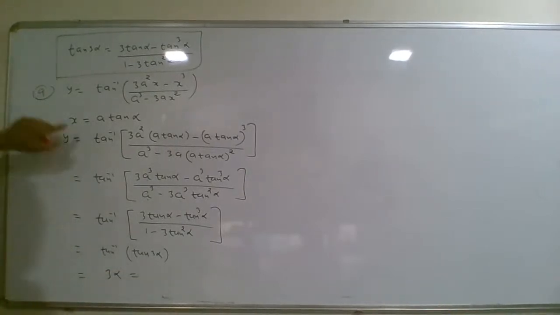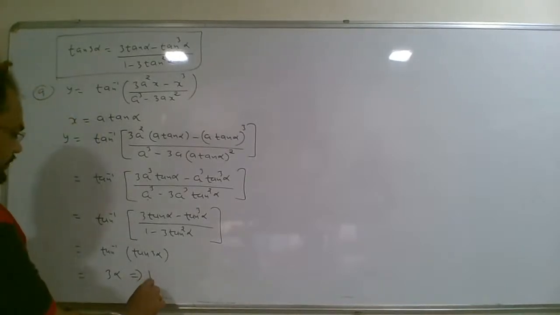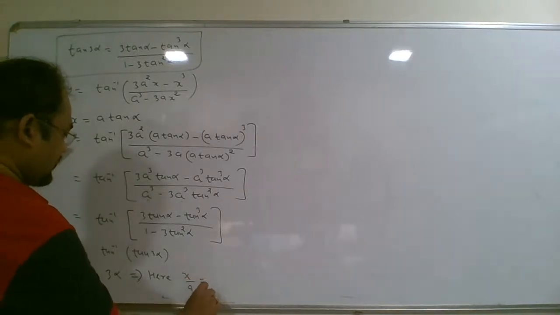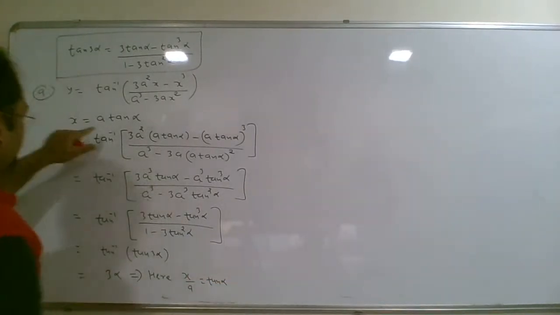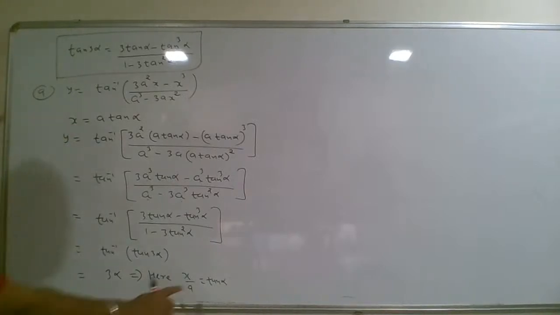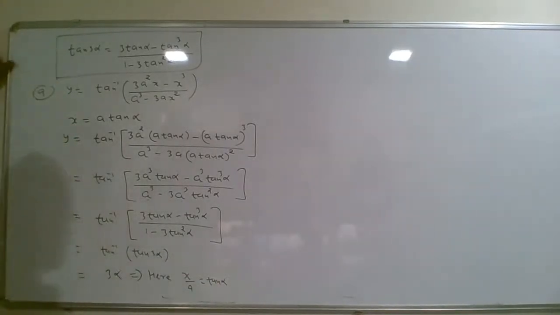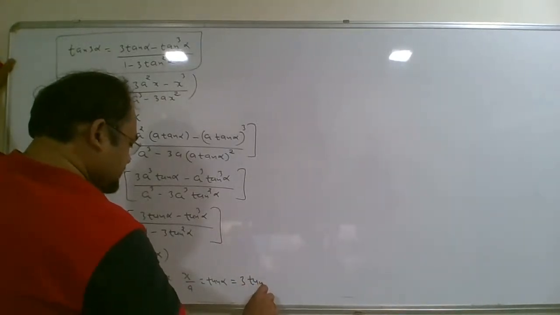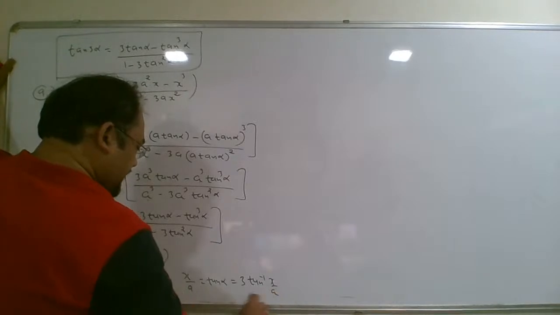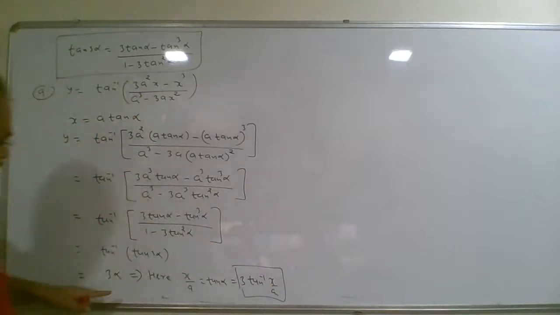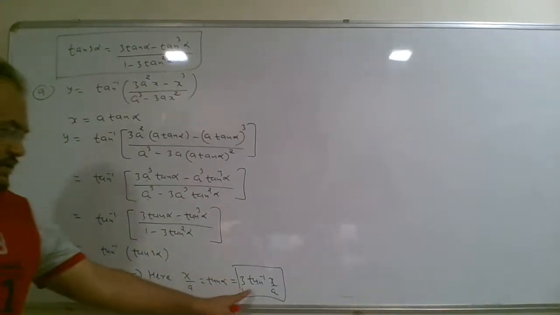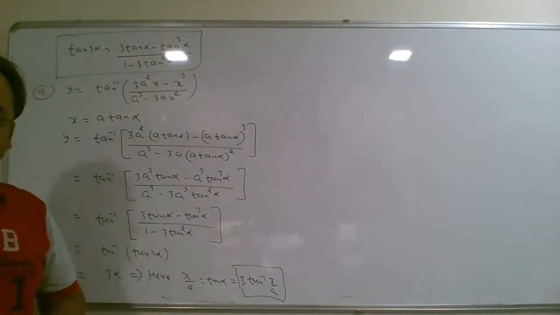And alpha equals what? To find alpha: here x by a equals tan alpha. We have supposed x by a equal tan alpha. So alpha equals tan inverse x by a. So the final answer is 3 times tan inverse x by a. Putting the value of alpha here, it is y, meaning the question. So our answer is y equal to 3 tan inverse x by a. Write down.